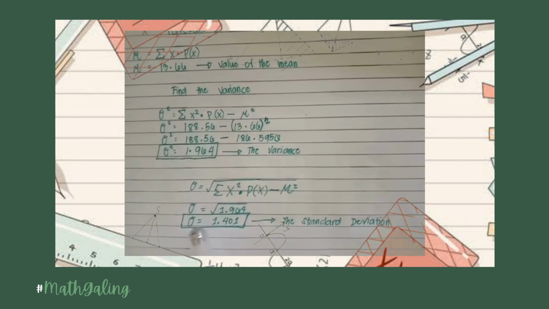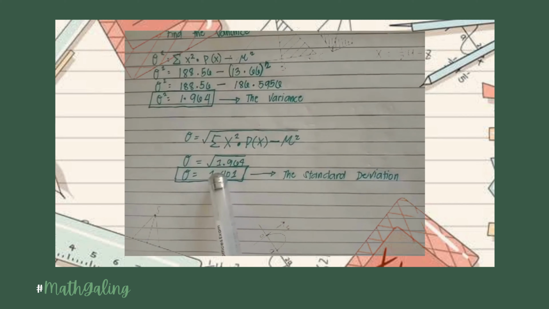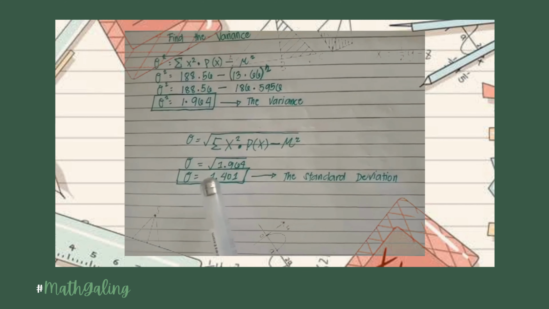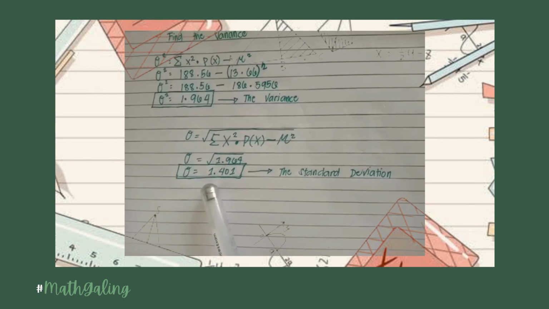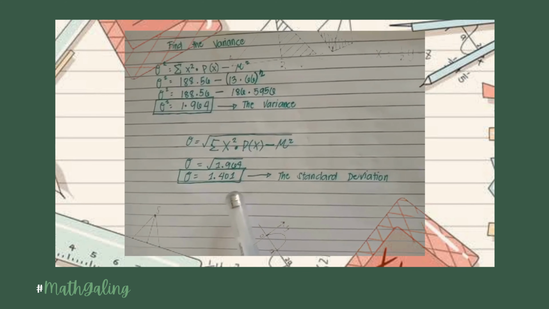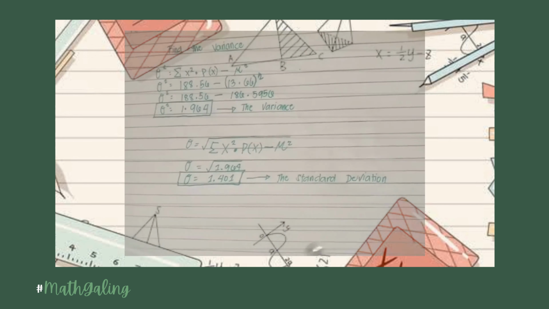Let's find the standard deviation. So, let's just find the square root of the variance. The square root of 1.964 is 1.401. So 1.401 is the standard deviation.